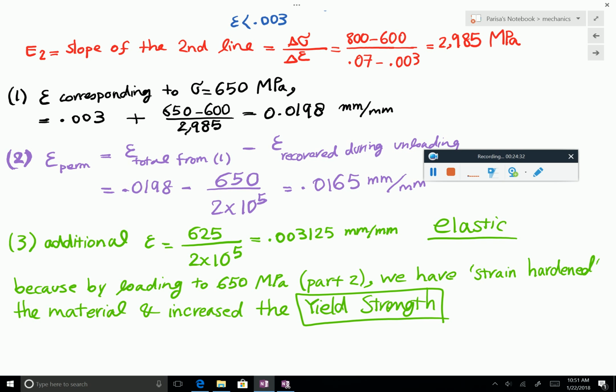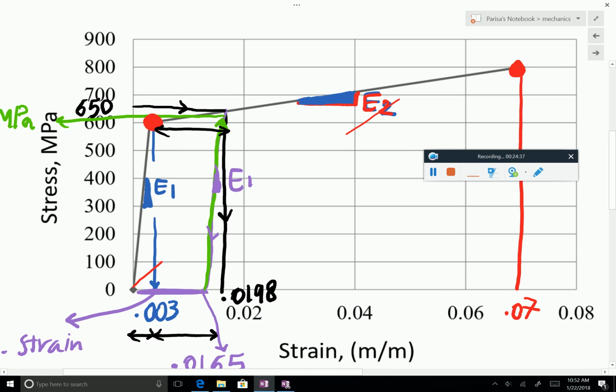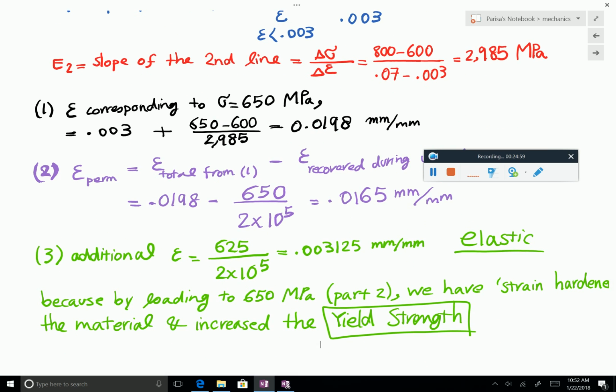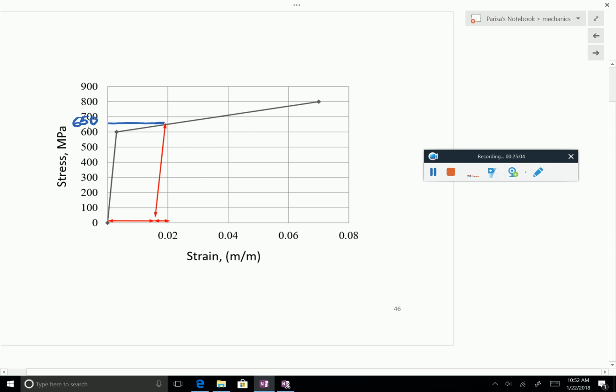So now the new yield is 650, but the original yield was 600. That is when the elastic behavior turns into plastic behavior. Good question. It's normally not so clear-cut here. This is a simplified model. Any other questions? Okay, this was a very important problem.